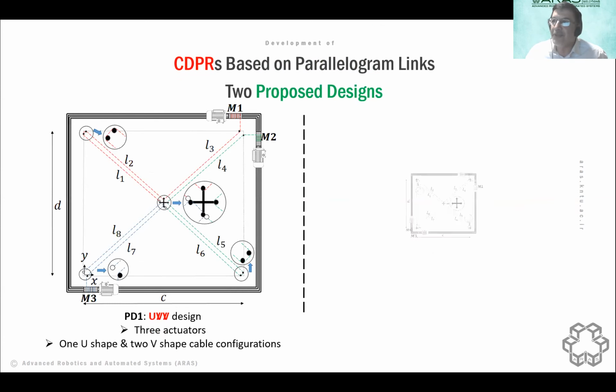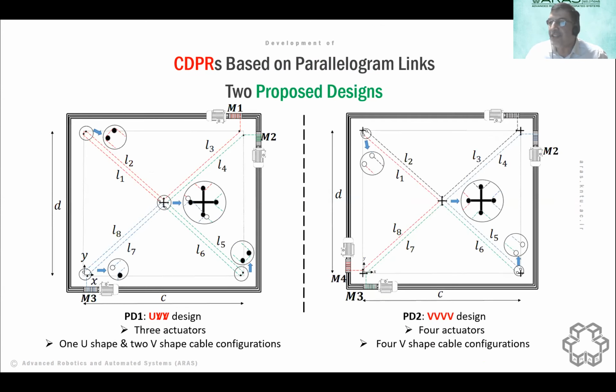Look at this cable robot versus this. We have two proposed designs here. Let me just go through here. We are using three motors here, as you see, motor 1, 2, 3. The same thing here, where we have four motors, 1, 2, 3, 4. And as you see here, by using some pulleys on the end effector or on the anchor point here, we can have a UVV structure.